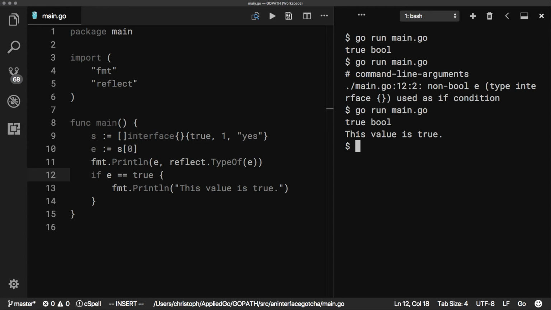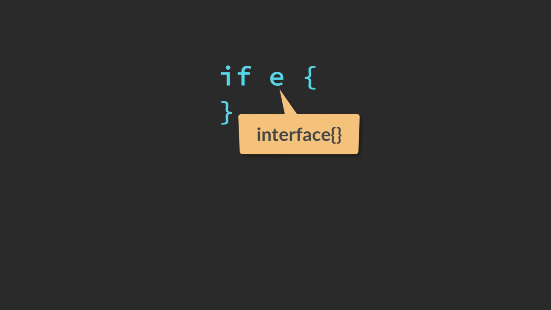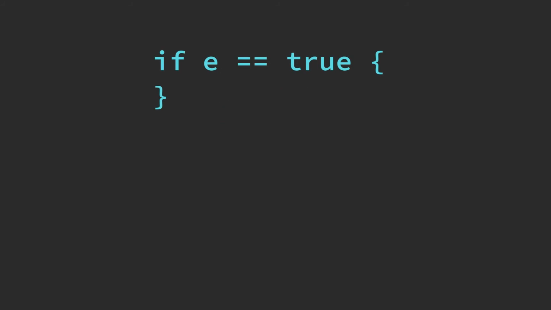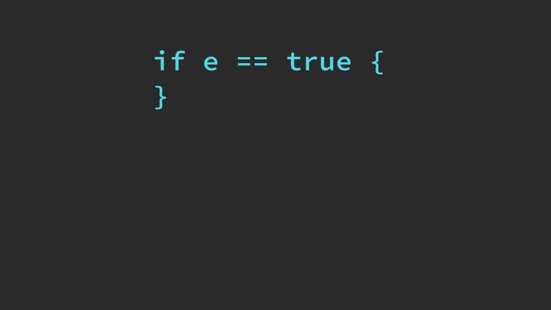What happened? First of all, the compiler is right when rejecting if e, because e is an empty interface and not a Boolean expression, and Go does not do any autoconversion of types. However, when we change the if condition to if e equals true, then we tell the Go runtime to compare an empty interface against a Boolean value, and this is indeed possible. The language reference explains why.